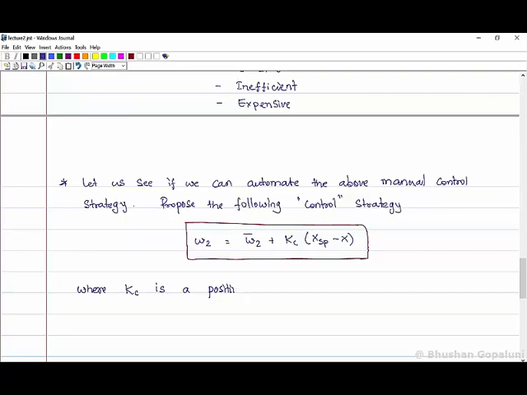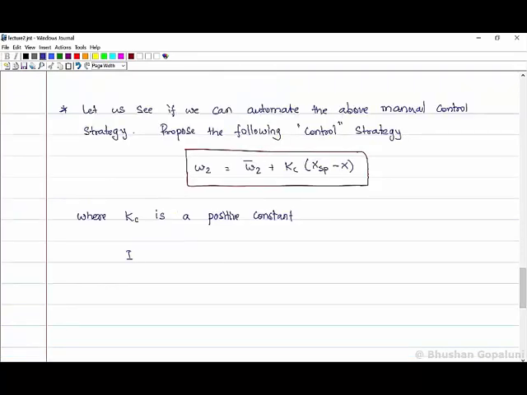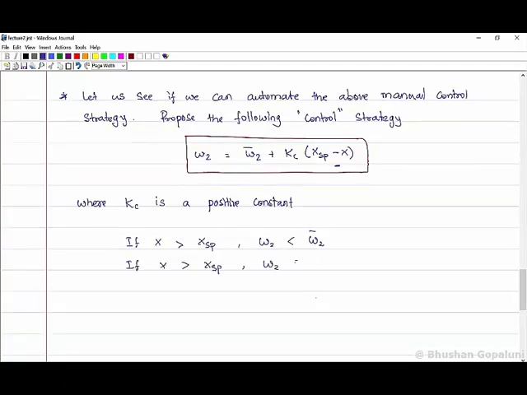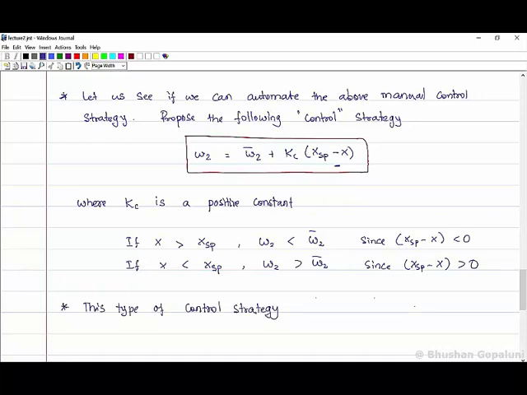Given that Kc is a positive constant, if X is greater than XSP, then W2 is going to be less than its nominal value. Similarly, if X is less than XSP, then W2 is going to be greater than its nominal value because the control error is positive. Now this type of control strategy is what is called a feedback control strategy. This is the most widely used control strategy in the industry. Feedback control strategy.